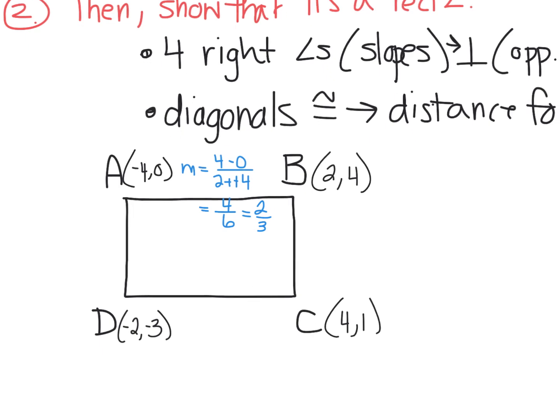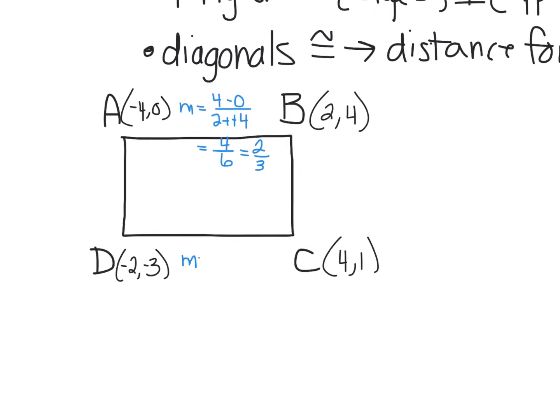Then I'm going to do the same thing on the bottom for DC. DC is going to be -3 minus 1. Remember, I could start with whichever y value I want. I could start with -3 from D, or I could start with 1 from C. That's my decision. But once I've committed that I'm going to start with the -3 from D, I have to start with -2 from the same ordered pair. All right, so I get -4 over -6. That does reduce to +2/3. So far, I know that AB is parallel to DC.